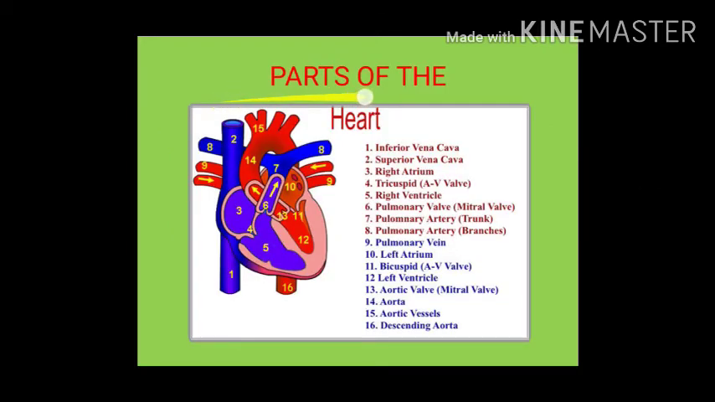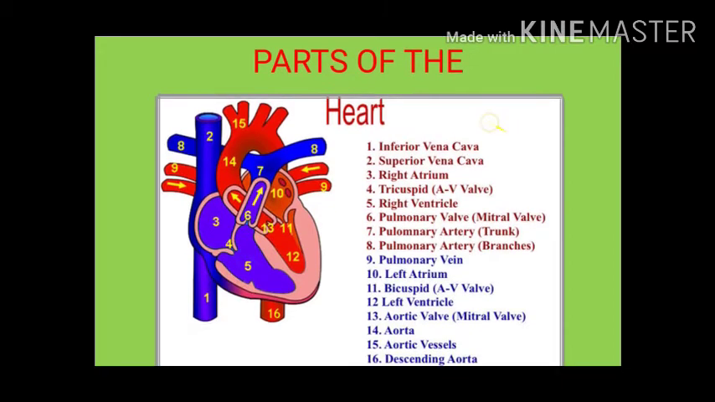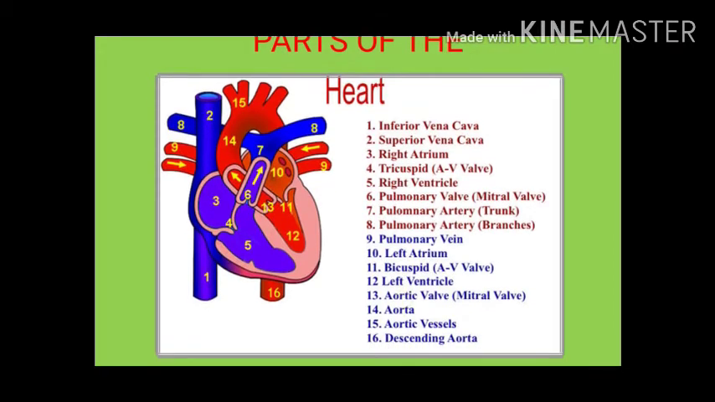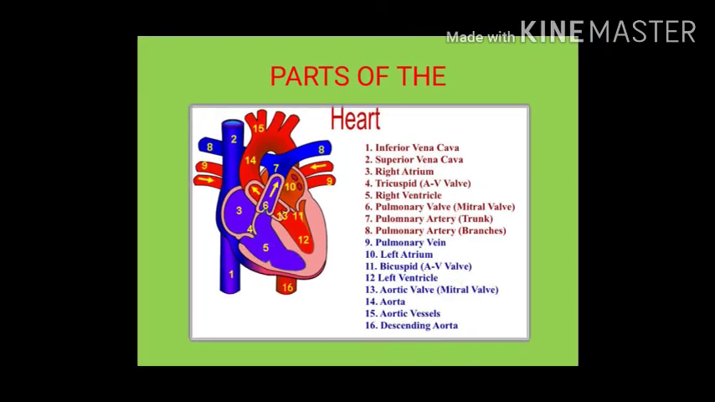Now this is the diagram which shows the parts of the heart. So first one is inferior vena cava. You can see inferior vena cava at the bottom of the heart. Actually it brings blood from the lower part of the body. Now second number is given to superior vena cava. It brings blood, that is impure blood, from upper parts of the body. Then both of these will enter number 3, that is right atrium.